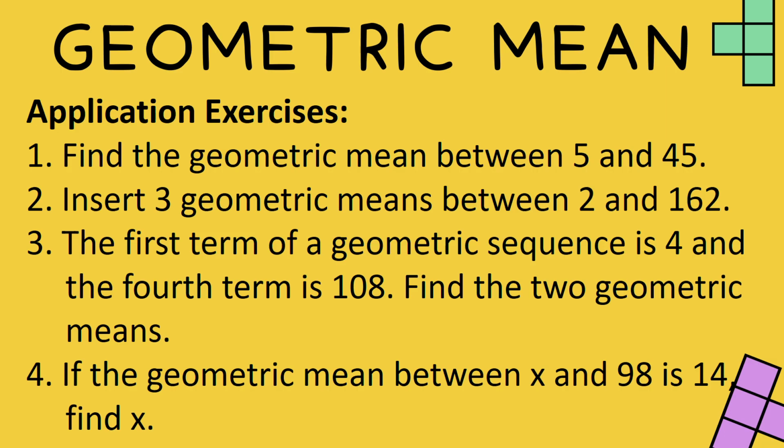And for number 3, the first term of a geometric sequence is 4 and the fourth term is 108. Find two geometric means. And lastly, this is a little bit of a challenge question. Find the geometric mean between x and 98. So the geometric mean is 14. So you are going to look for the first term. So find the value of x.